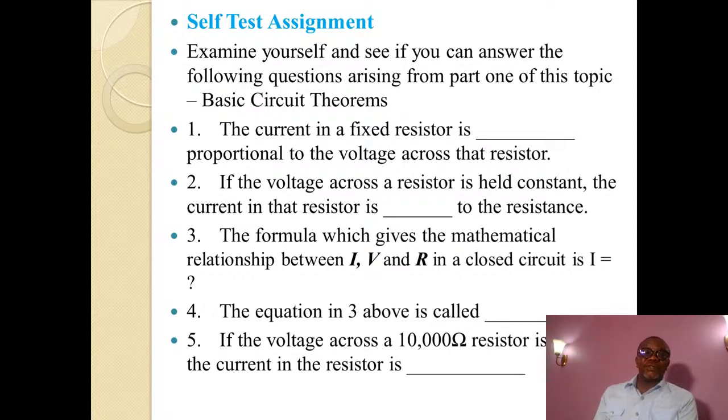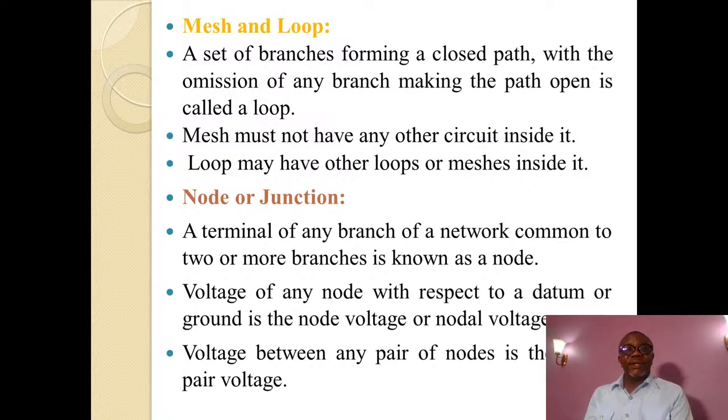Let's go on. Today, we are going to look properly at mesh and loop analysis. A set of branches forming a closed path, with the omission of any branch making the path open, is called a loop. A mesh must not have any other circuit inside it. A loop may have other loops or meshes inside it.